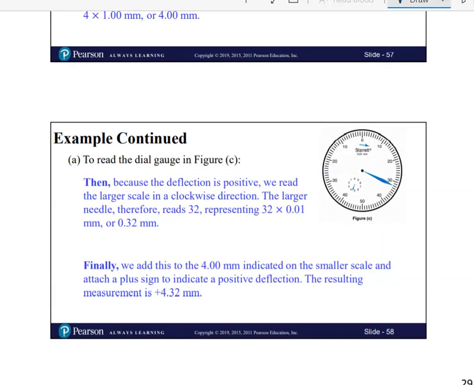Then, because the deflection is positive, we read the larger scale in a clockwise direction. The larger needle therefore reads 32, so we're at 32 times 0.01 or 0.32 millimeters. Finally, we add the 4 and the 32 together, and the resulting measurement is a positive 4.32 millimeters, or 4 and 32 hundredths of a millimeter.